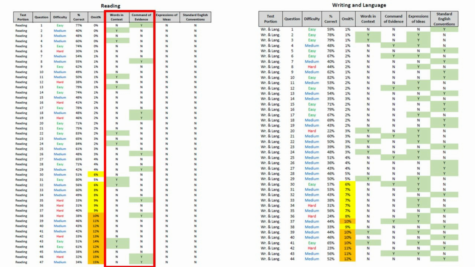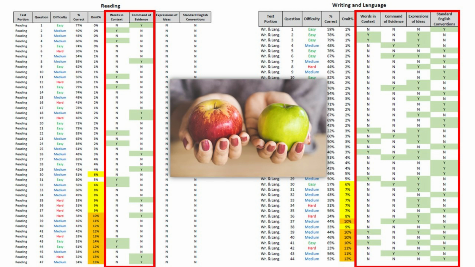Remember, reading tests words in context and command of evidence. The writing test measures those two through how you express ideas and language. Standard English conventions, sometimes generally referred to as grammar, is measured alone in its own special questions. We aren't comparing apples to oranges between the reading test and the writing and language test, though you might think of it as comparing different kinds of apples.